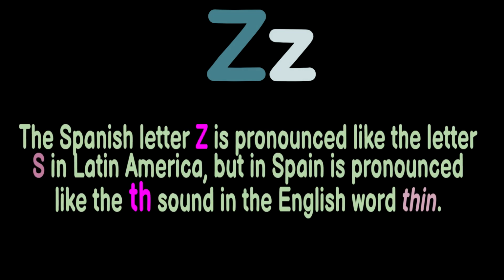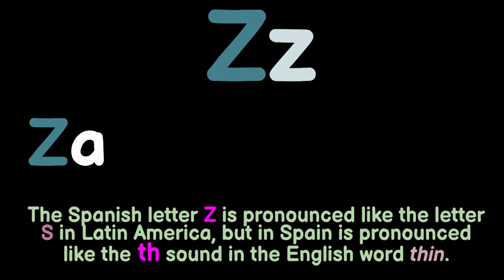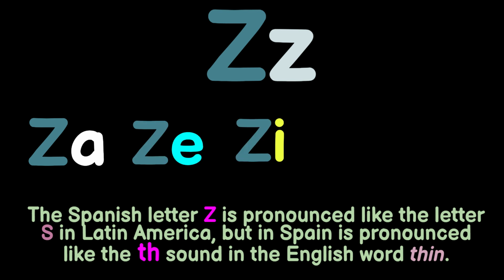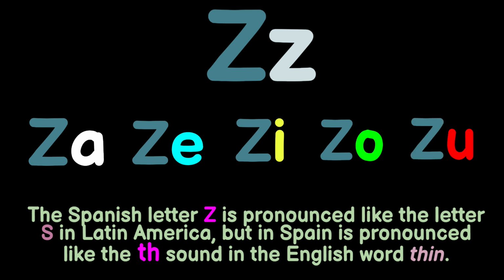Zeta. The Spanish letter zeta is pronounced like the letter S in Latin America, but in Spain is pronounced like the TH sound in the English word thin. Sa, se, si, so, su.